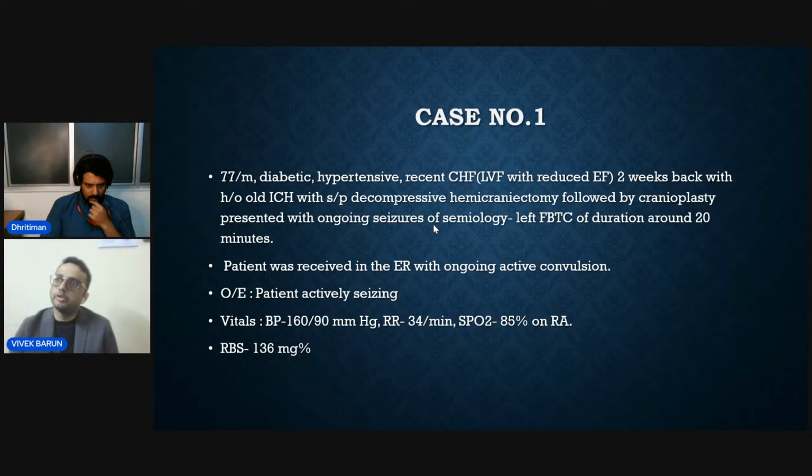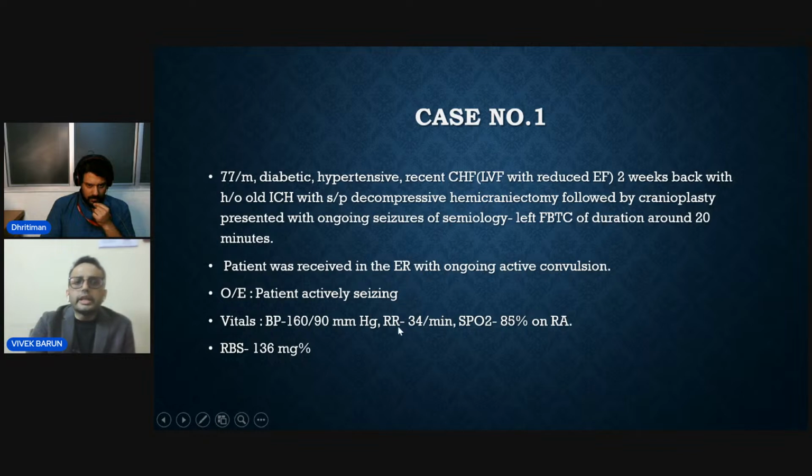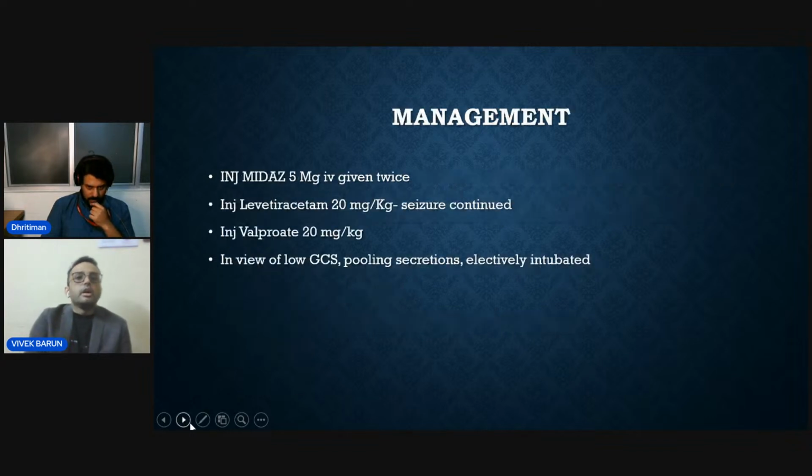It went on for 20 minutes. When he was received in the ER, he was actively convulsing, and vitals were okay. He was tachypneic. Respiratory rate was 34 per minute. Saturation on room air was 85%, and RBS was okay. So when we received him in the ER, he was actively convulsing.